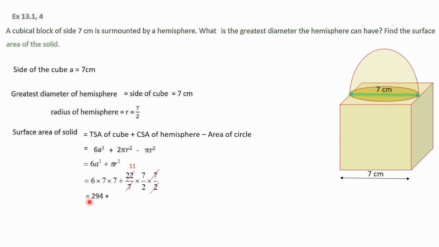When we multiply, we will get 294. You must do the calculation on the right side of your answer booklet or on your notebook. Then here 7 into 11 into 7, 77 by 2, that is 38.5. When we add these two quantities, we will get 332.5 centimeter square. That is the surface area of the solid.